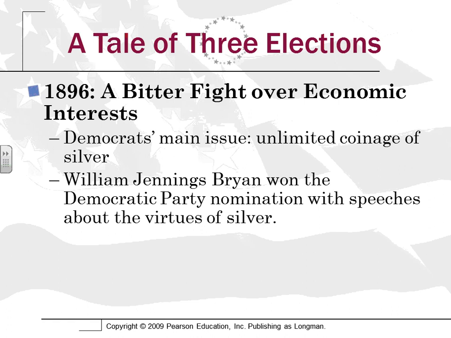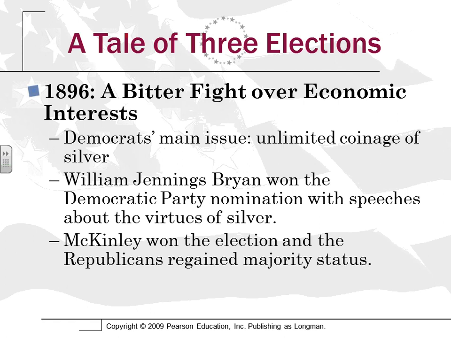1896 was a pretty pivotal election. This is the Cross of Gold speech. William Jennings Bryan was the Democratic Party's nominee. He went up against William McKinley. But this was what a lot of historians will consider as the first modern presidential campaign. McKinley wins the election, and the Republicans regain majority status.